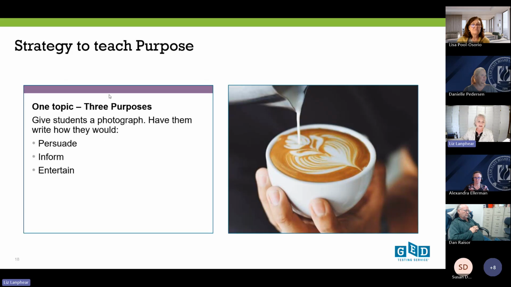Strategy to teach purpose. Here's an idea: one topic, three purposes. Give students a photograph and then have them write how they would persuade someone about this information based on this picture. How would you inform them about that information? And how would you entertain them about that information? Or pick any of those purposes and do that. And again, you can pull that into social studies.